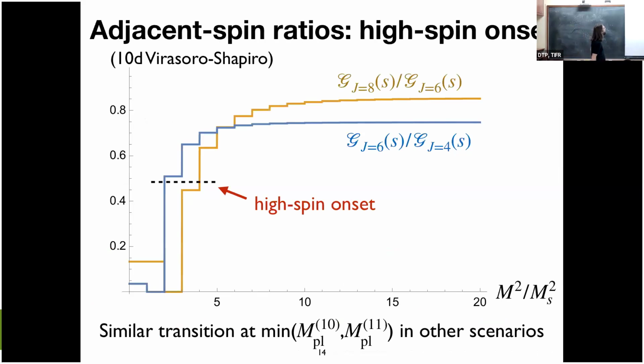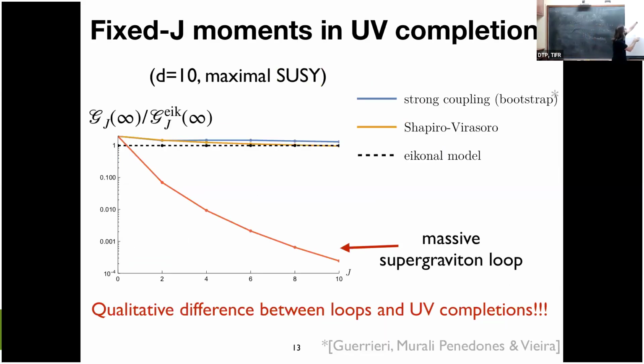Okay. Great. So something else we can do is, instead of putting spin on the axis, we can put the energy S. And for example, you can look at the 10D algebra. One thing we can do is take the ratio of one spin to the next.